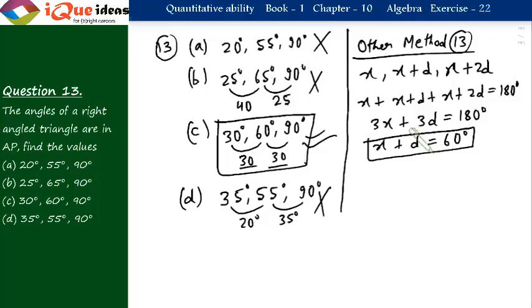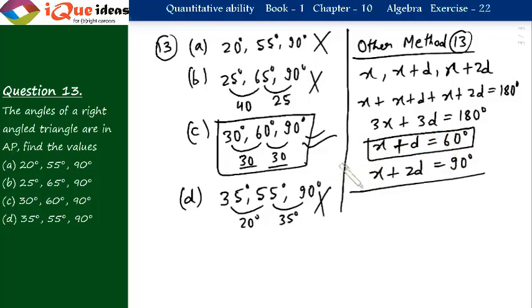Now, one angle is a right angle, it's a right angle triangle, right? So one angle is 90 degrees. Which angle? The largest one, because there cannot be an angle more than 90. Now here the largest angle is x plus 2d. So x plus 2d is equal to 90 degrees.